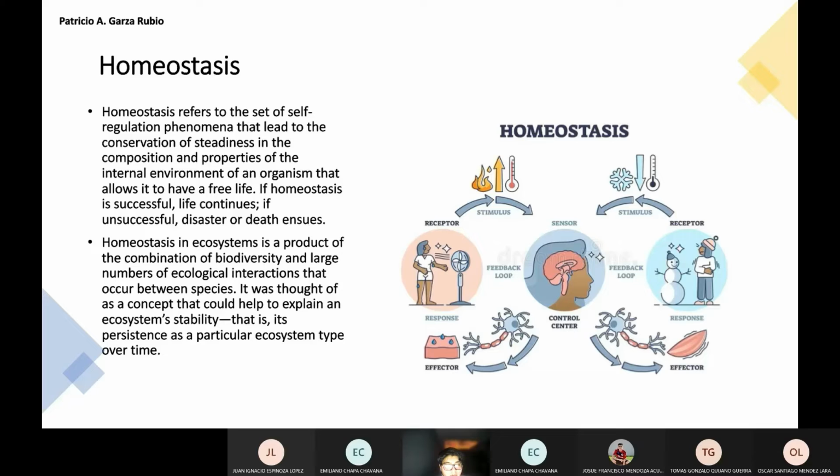Homeostasis in ecosystems is a product of the combination of biodiversity and large numbers of ecological interactions that occur between species. It was thought of as a concept that could help to explain an ecosystem's stability, that is, its persistence as a particular ecosystem type over time.